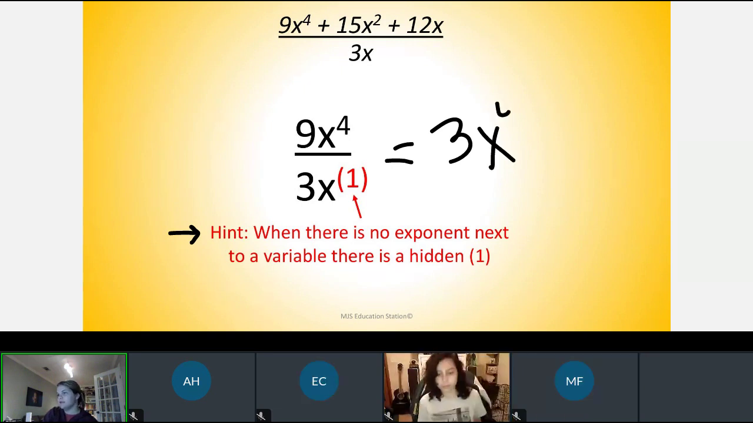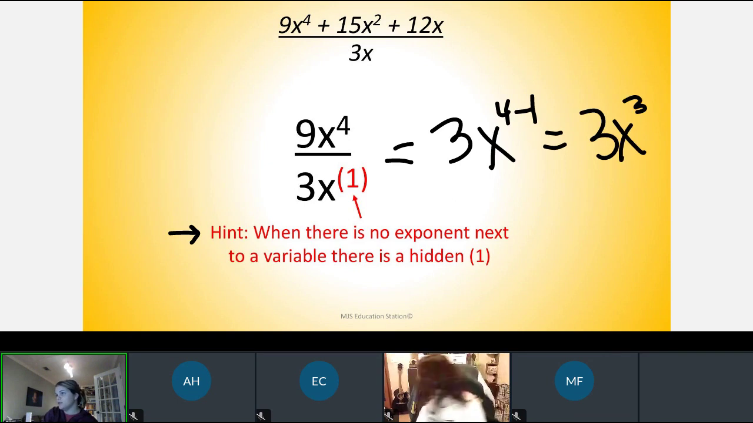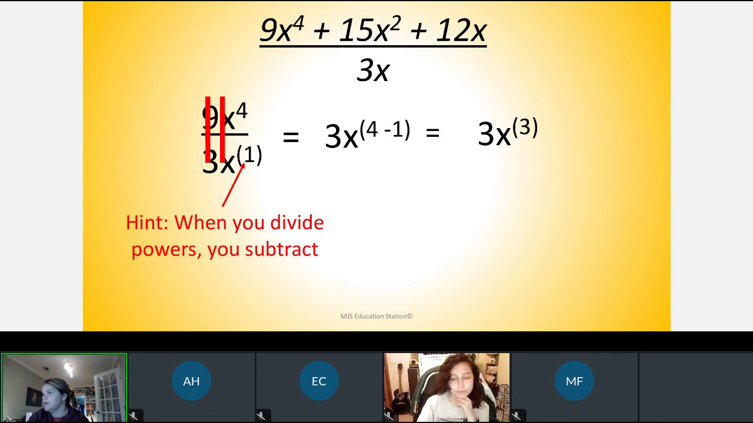And then I have x to the 4 minus 1. Take your top exponent, subtract the bottom exponent. So this would be 3x to the 3rd. Okay, here's that written out again.